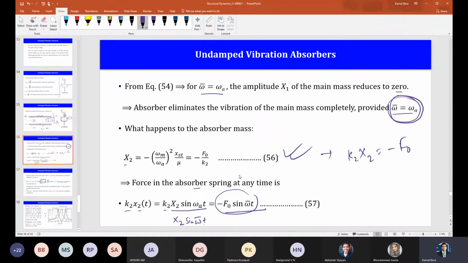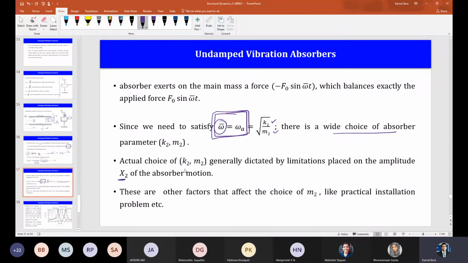Because you see, x2 is f naught by k2. So if you keep k2 very small, then x2 will be too large, right? And x2 is the amplitude of the absorber mass movement. So the absorber mass movement will be too large. That may not be acceptable, or you may not have that much space in reality to provide that large amount of displacement motion of the absorber mass. So there are many different factors that will come into the picture. Also, you cannot provide too much m2, right?